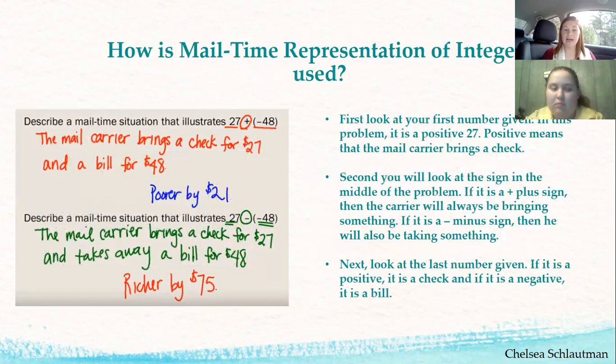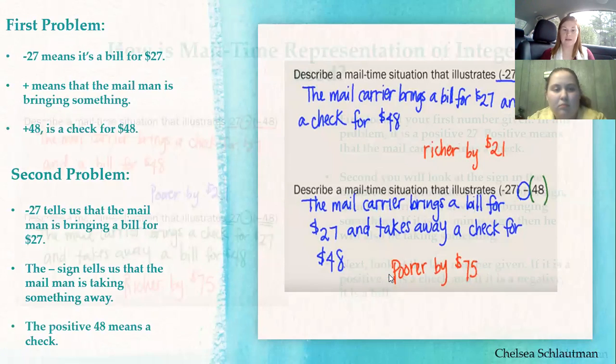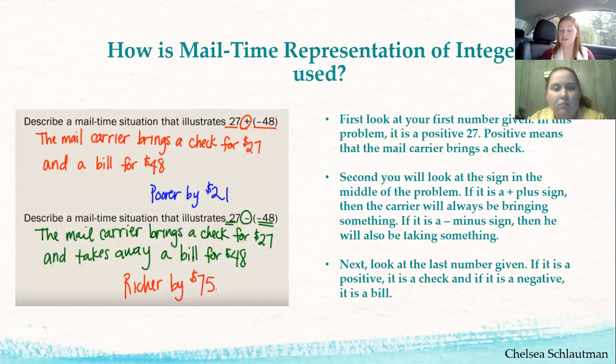Next, we'll look at the sign in the middle of your problem, which this one has a positive, so a plus sign. That means that he will be bringing you something as well. If it is a minus sign, that means he will be taking something away. So then we'll look at the last portion of the problem here, which is a -48. So that means he's also bringing you a bill. If it is a negative, that means that it will be a bill. And if it is a positive, that means it will be a check.